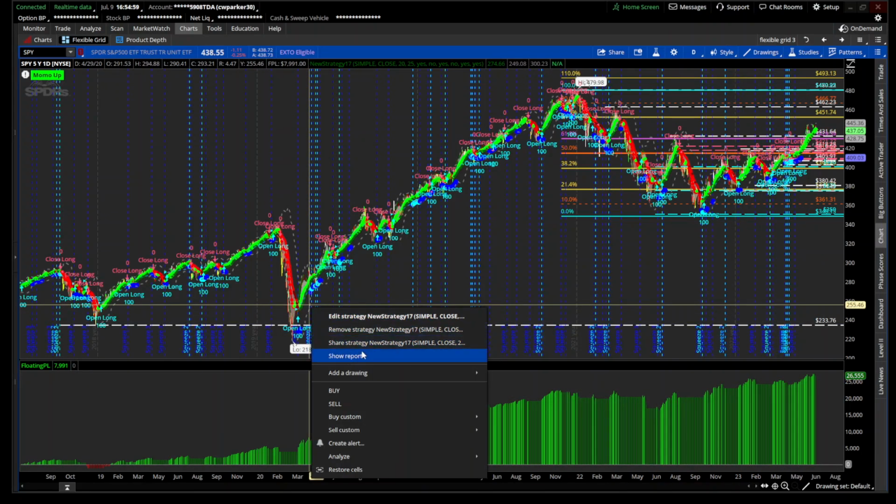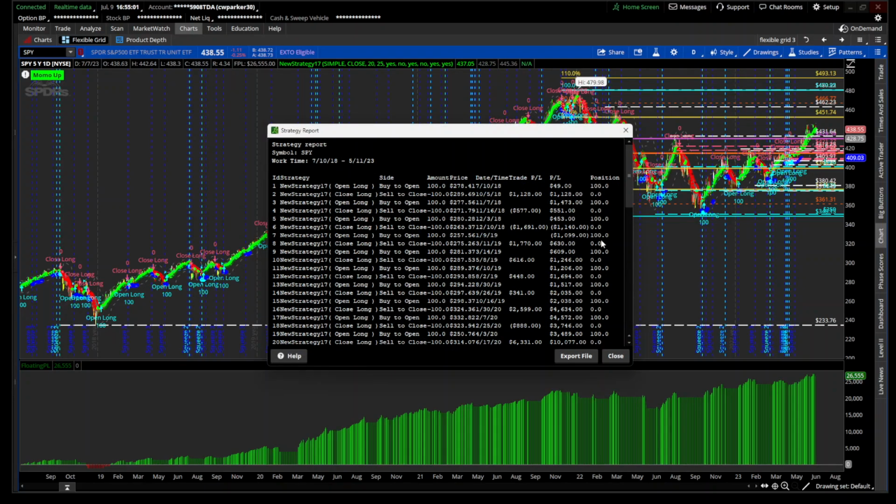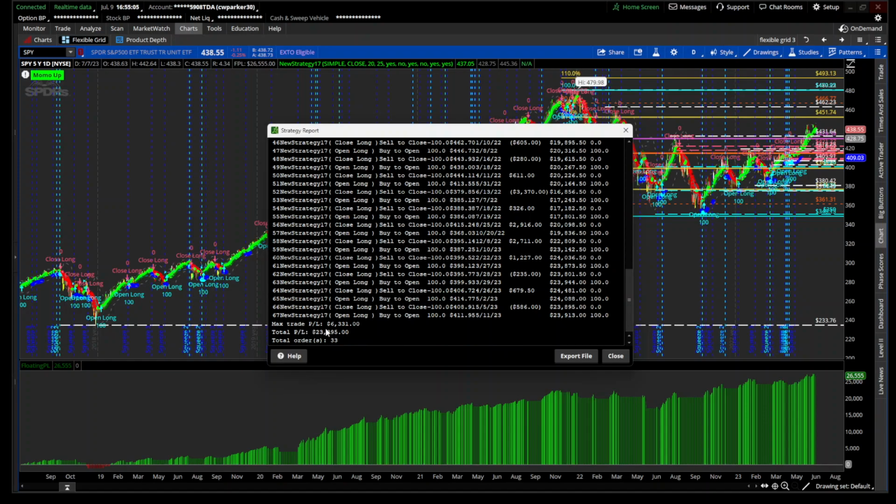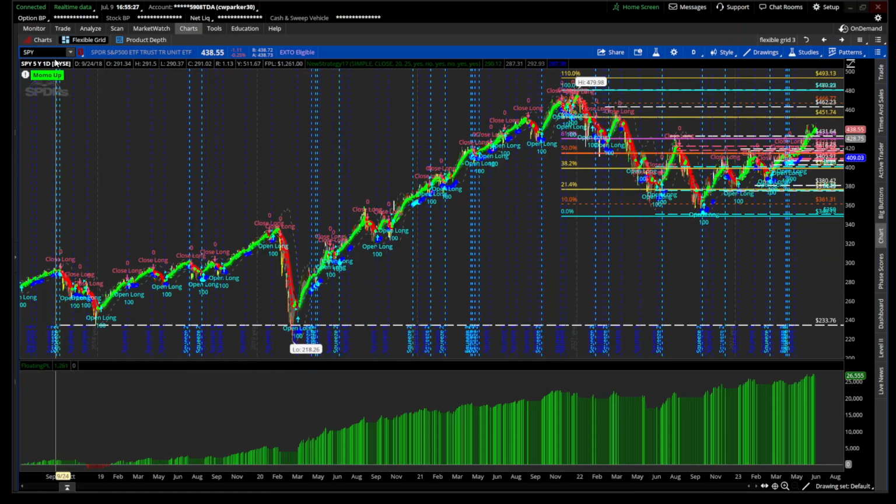So we're going to pull up the report, and we're going to scroll down. So with this indicator, your max profit or loss was $6,300 and $6,331. So your total profit and loss from 33 trades is $26,895. So I think that's relatively good.